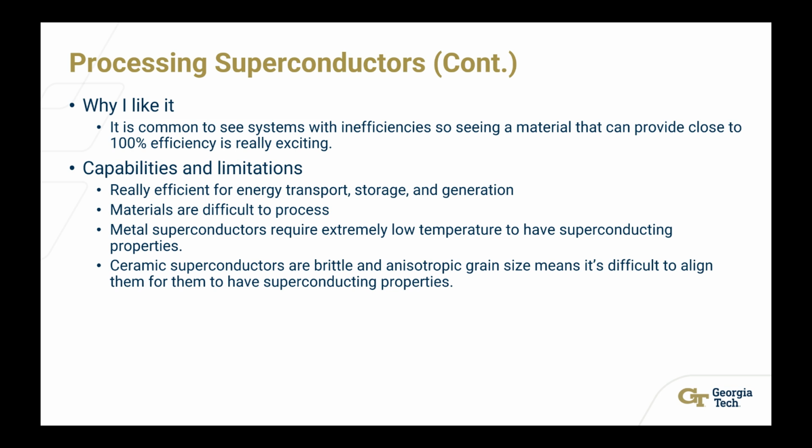Superconductors are useful in energy transport, storage, and generation. However, the materials are really difficult to process. For metal superconductors, to give them the superconducting property, you have to operate them at really low temperatures, lower than 0 degrees Celsius, which might be expensive or difficult to maintain. Ceramic superconductors can sometimes operate at ambient conditions, but ceramic is a really brittle and anisotropic material, so the grain size is really difficult to align. You need the grain size to align properly to have the superconducting property.